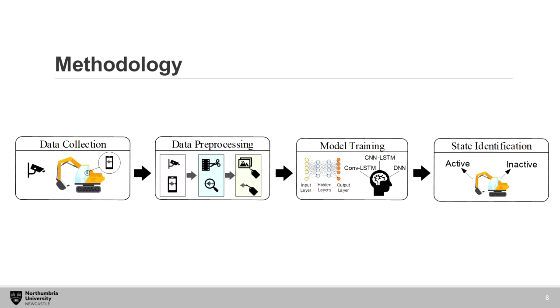Deep learning algorithms are more suitable for complex activity recognition because they automate feature engineering and extraction, one of the most important and challenging tasks in machine learning, and they extract high-level representations in deep layers. In this study, we experimented with three deep learning algorithms, including Deep Neural Network, or DNN, Convolutional Neural Network-Long Short-Term Memory, CNN-LSTM, and Convolutional Long Short-Term Memory, or ConvLSTM.